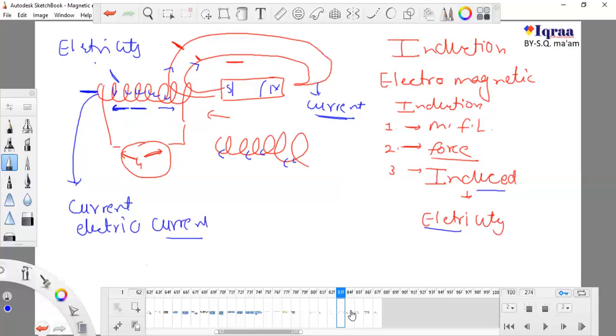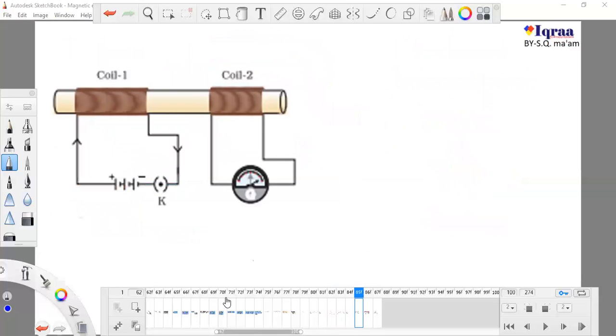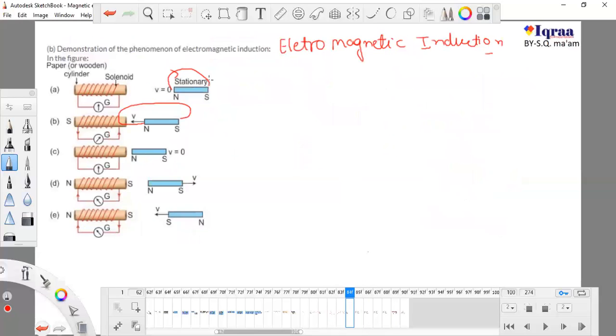So what is the use of these things in our daily life? Why are we doing this much stuff and this type of experiment? By using this method, what is the method? One, we are using a magnet, and second, we are using this solenoid. You can use any type of ring. So this is a solenoid.